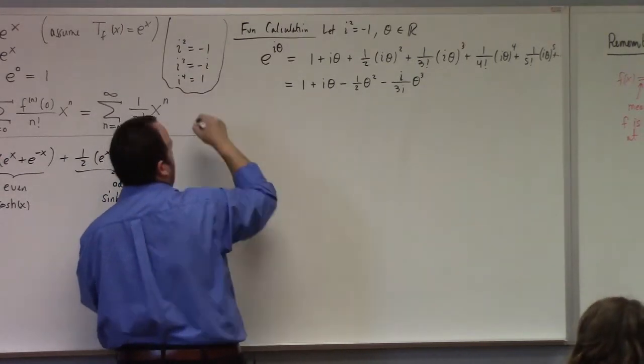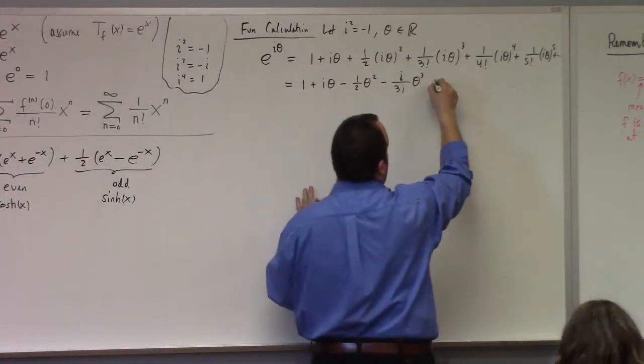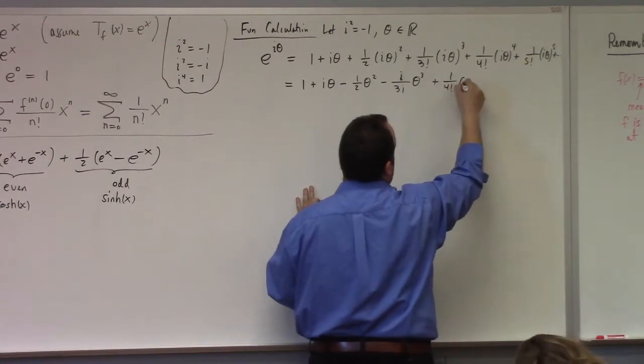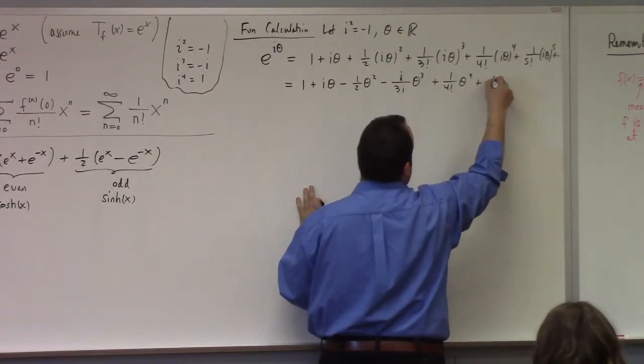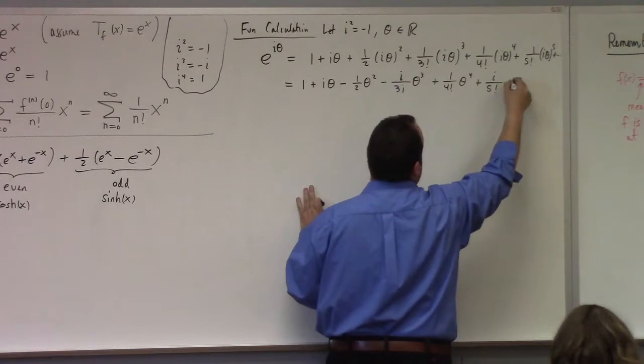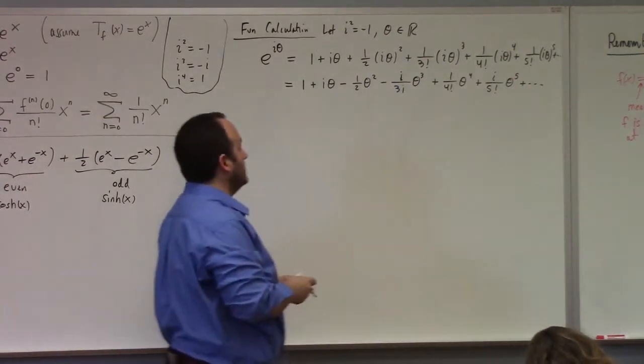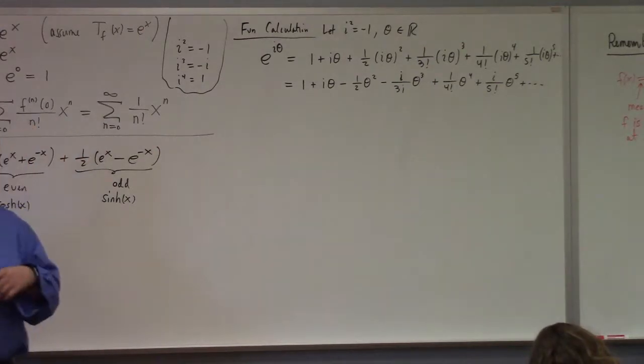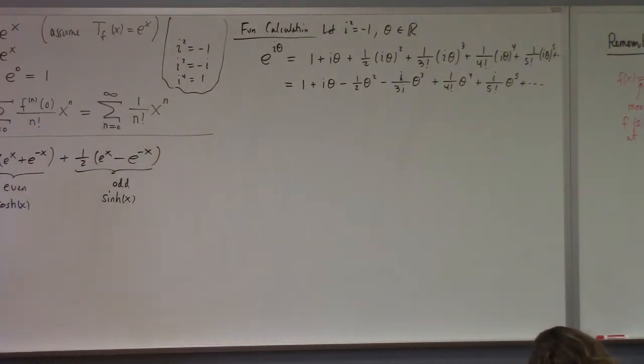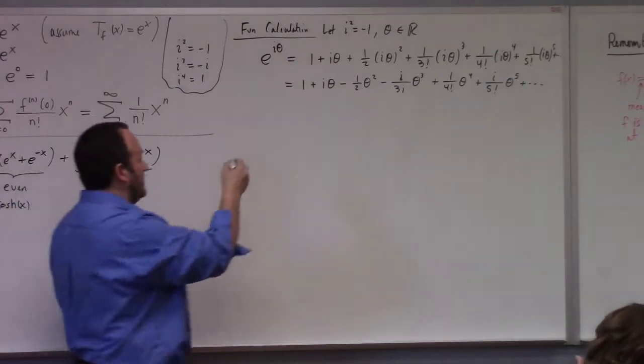I heard a 1, yeah. So plus 1 over 4 factorial, theta to the 4th, and then plus i over 5 factorial, theta to the 5th, and then so forth, right? Well, this is a complex series. It's adding both real and imaginary parts. It's interesting, though, to take this complex series and collect all the real part together and collect all the imaginary part together. And so look at that.